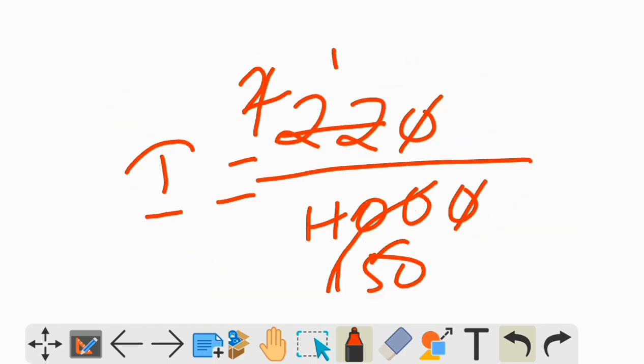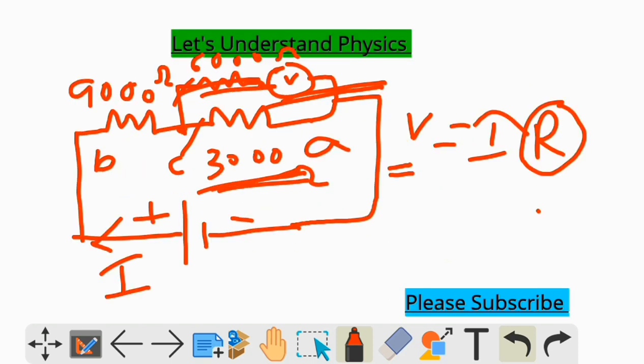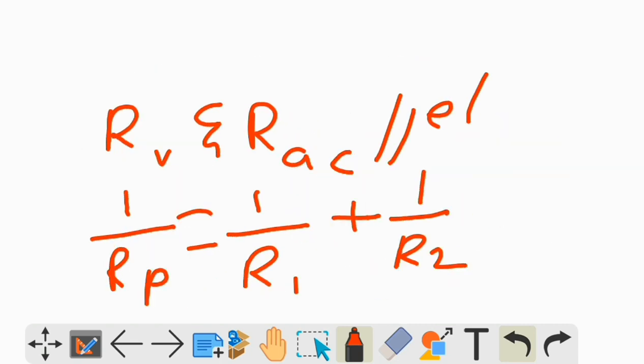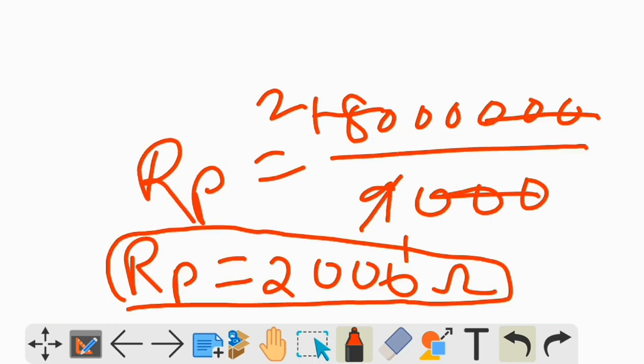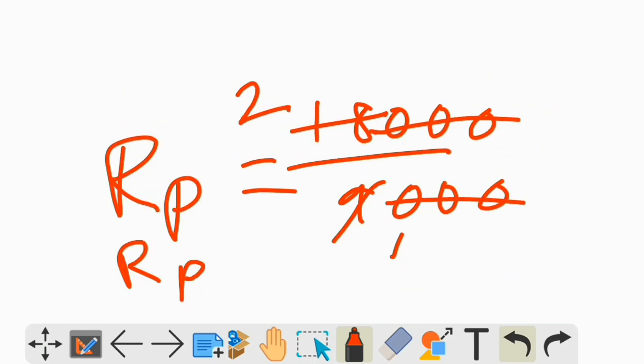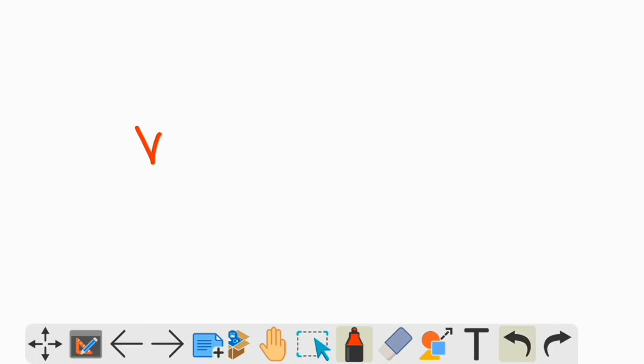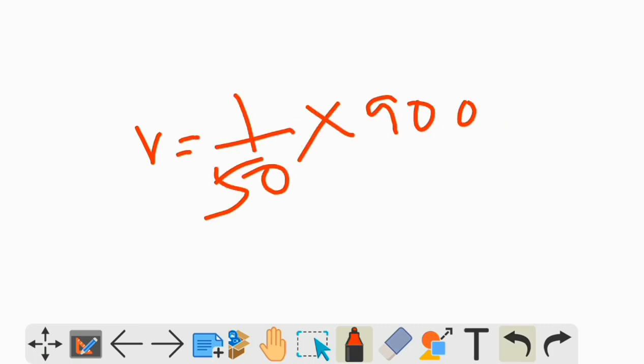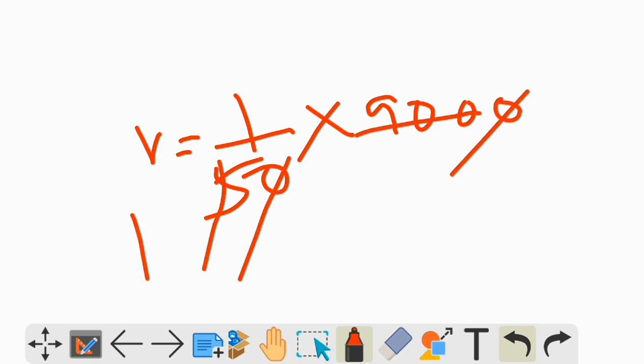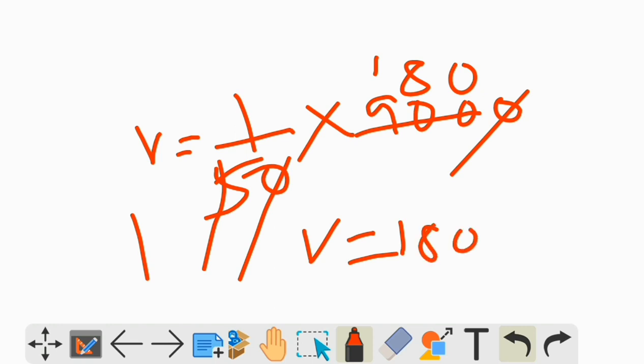For example, I am just telling, how do you find it? If the voltmeter is connected here, what is the voltage reading you will get? Then you have to take 9000 ohms. Okay. In this case, we'll just take voltmeter reading is equal to 1 by 50 into 9000 ohm. 0, 0 again cancel. 5 ones are 5. Then 4 is remaining. 5 8s are 40. 180 ohms. So V is equal to 180 volts.